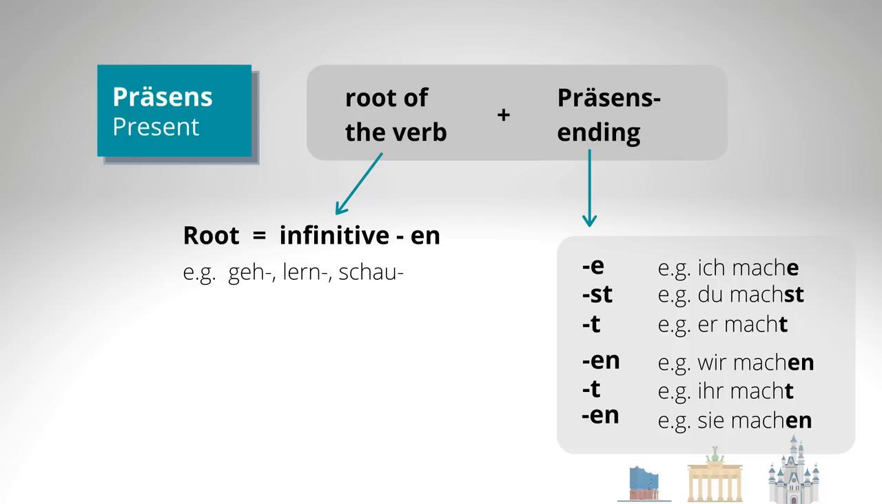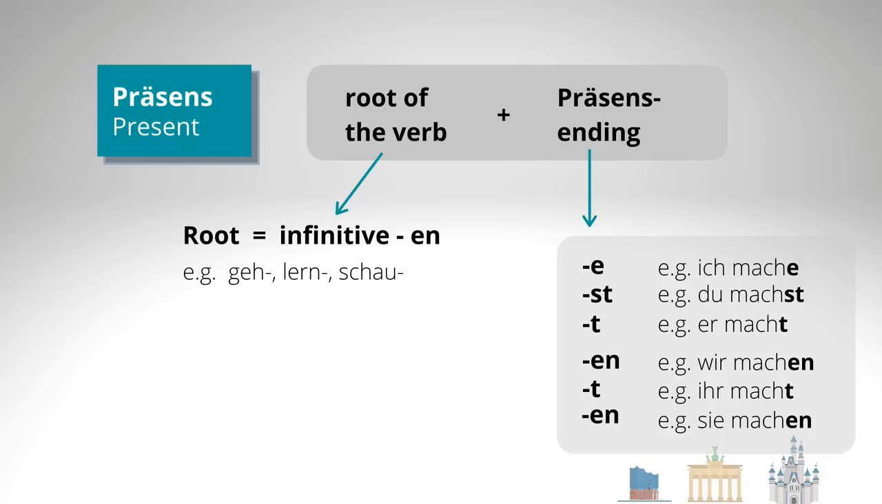Once we have the root, all we need to do is add the Präsens endings. And they are e for the first person singular, st for the second person singular, t for the third person singular, en for the first person plural, t for the second person plural, and again en for the third person plural. So for example, if we take the verb machen, to make, we would conjugate it like this. Ich mache, du machst, sie es macht, wir machen, ihr macht, and sie machen. So that's the Präsens, our most used and probably also easiest tense.